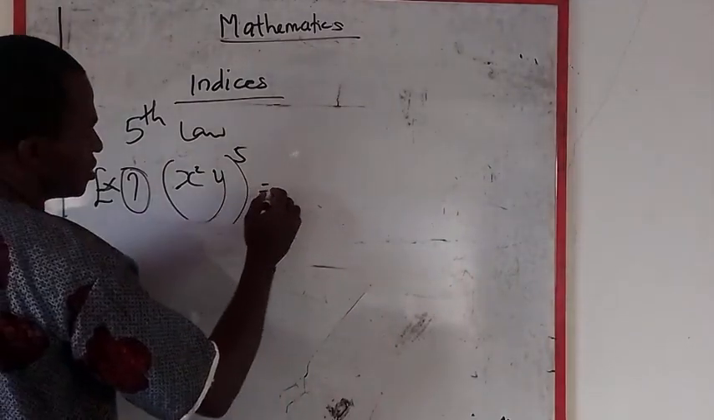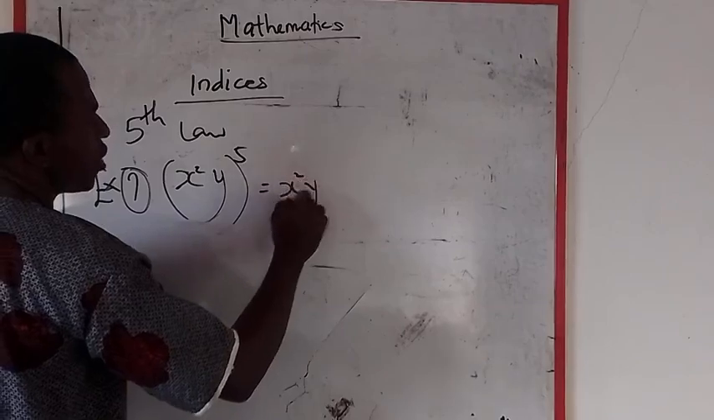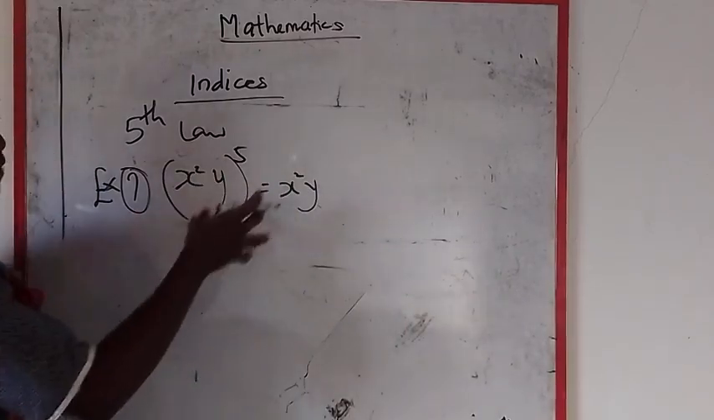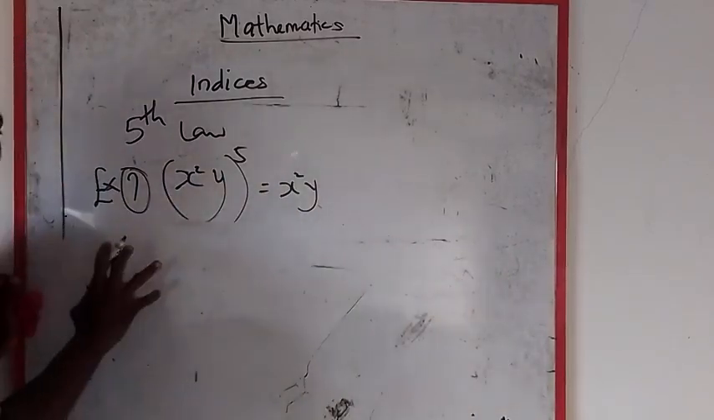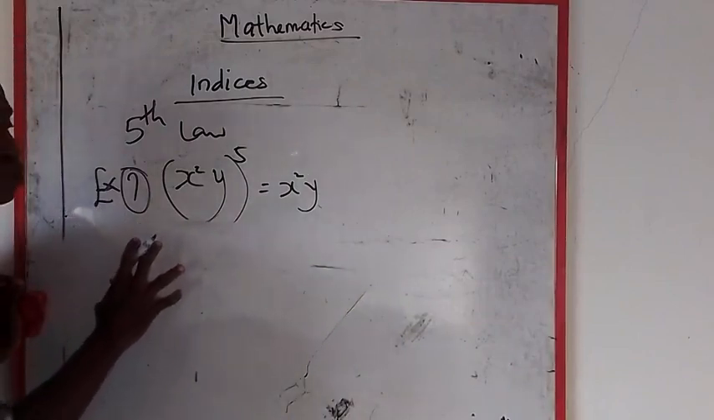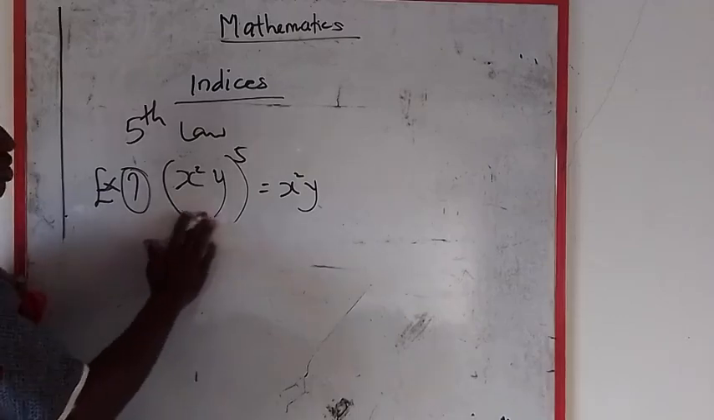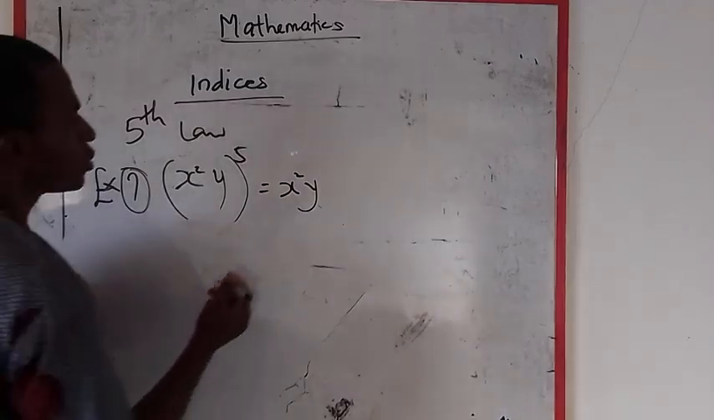What it simply means is x squared y, that is occurring 5 times. That's what it means, but that's not what the law is telling us. But I want to explain it from here so that you understand the reason why we are using the law.